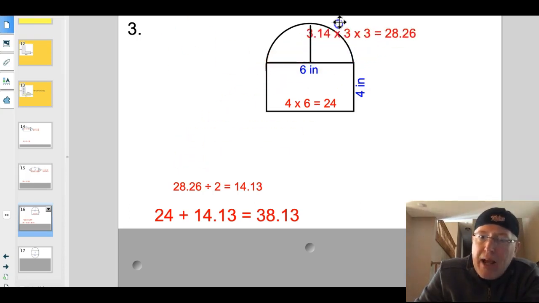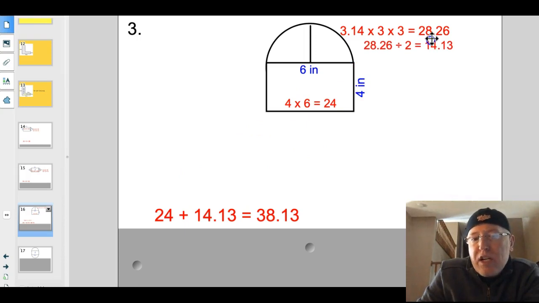So you take pi r squared: 3.14 times the 3 times the 3, because you can't use 6, that's the diameter. You have to pi r it, and you're going to get 28.26. But that's for a whole circle. We have to divide that in half and get 14.13. So if we add the 24 and the 14.13, you'd have a total area of 38.13.